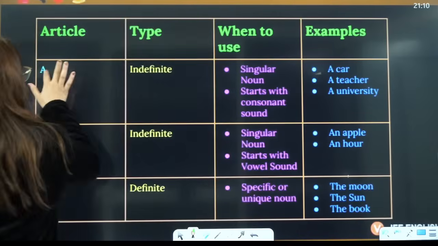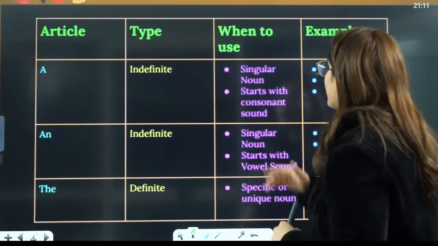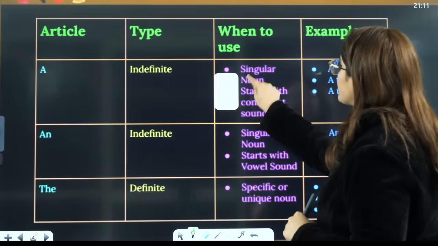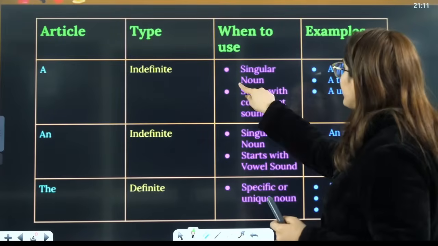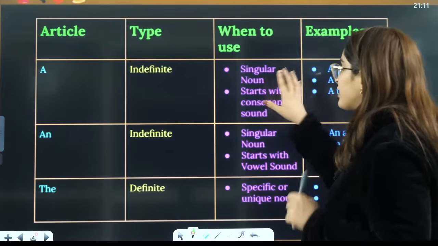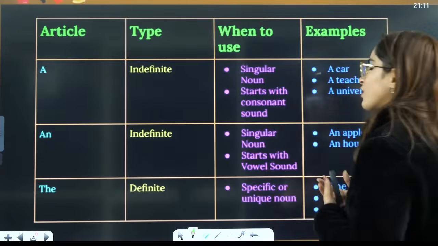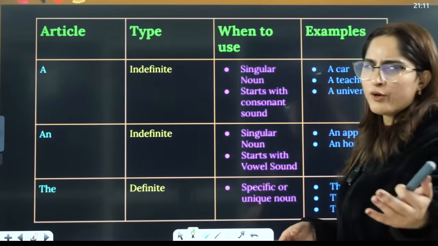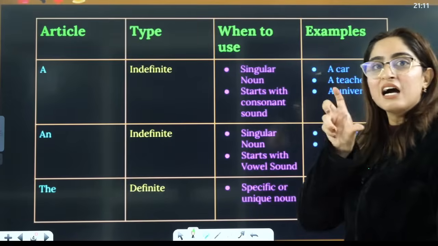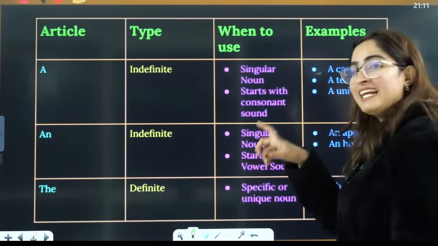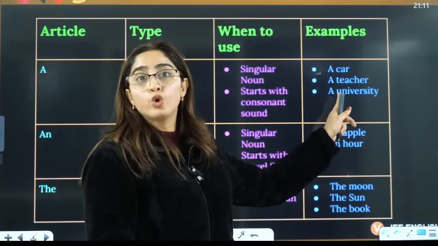So if I talk about a, that is indefinite, that is singular. When to use? When you have some single thing that you can count, then it should be a noun. It should be countable, and it starts with a consonant sound. Consonant is anything apart from A, E, I, O, U. Like a car, so k, it is k. It is T, teacher, T, right? Here it is you.